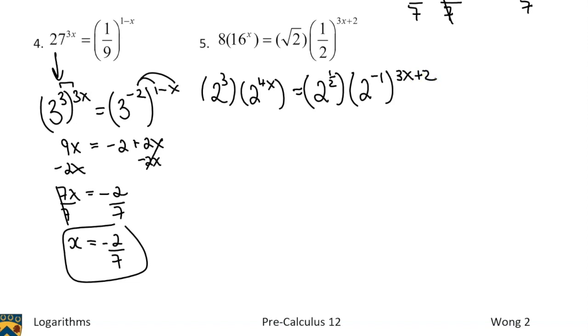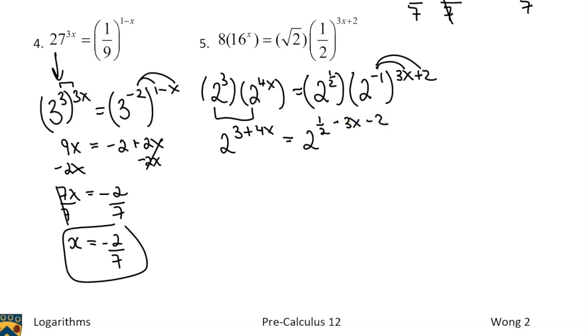Okay, so on our left side, we can tidy this up a little bit. If you have powers that are being multiplied by each other and they have the same base, then you can add the exponents. So we could say this is 2 to the 3 plus 4x. And then over here we have 2 to the 1/2. And if I distribute this in here, it would be minus 3x minus 2.